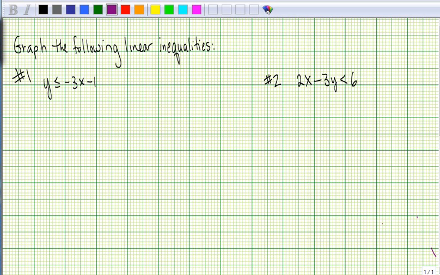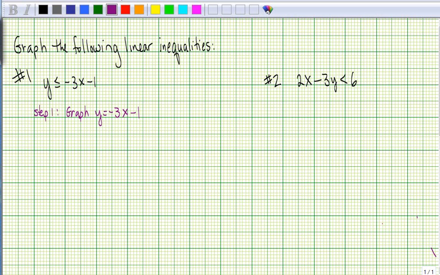In this video, I'm going to graph the following linear inequalities with two variables. I'm doing two different problems just to show you the different types, and at the end I'm going to show you how to graph these inequalities using the graphing tool on our online homework. So let's start with the first one.